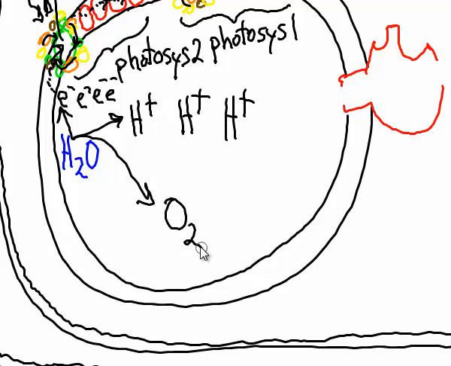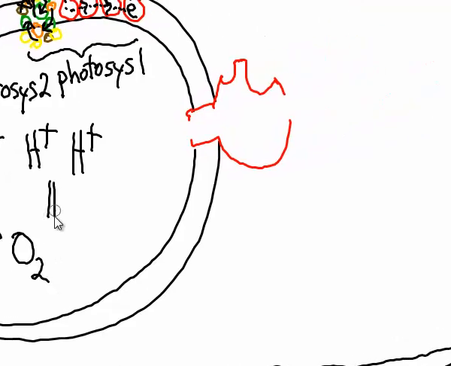Okay, now that solved the problem of getting the electrons, but the protons, if you notice, start building up inside this thylakoid, and they don't want to be in there. You get too many protons all crowded up in there. They're all positively charged and they're repelling each other.